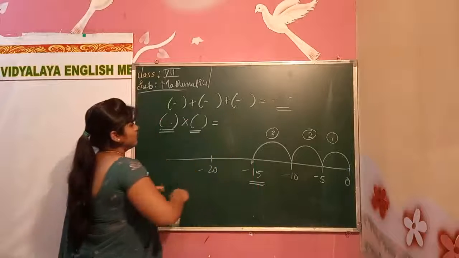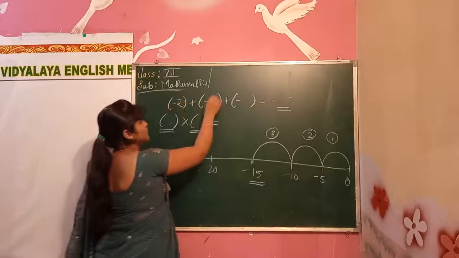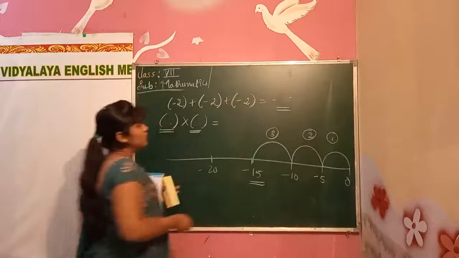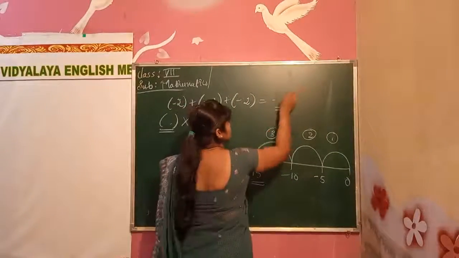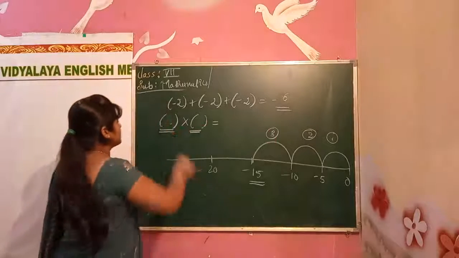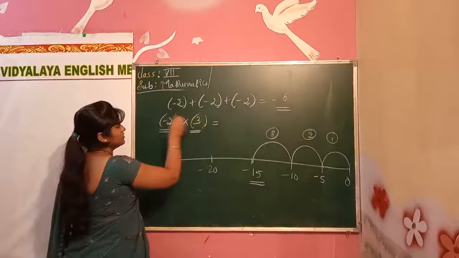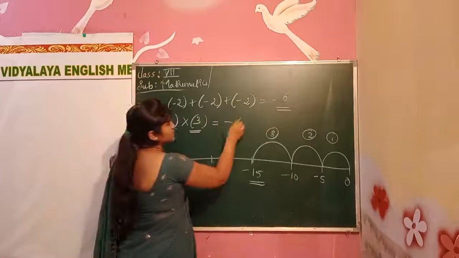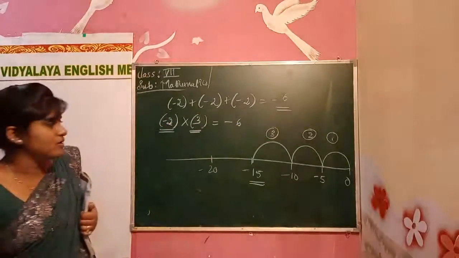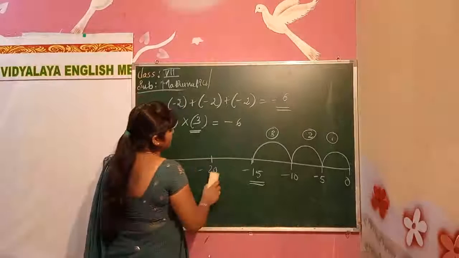I'm writing here 2. 2, 2. What do we get? 2 3s are how much? 6. Yes. Okay. Minus 2 into 3. What is the answer? Minus 6. Okay.